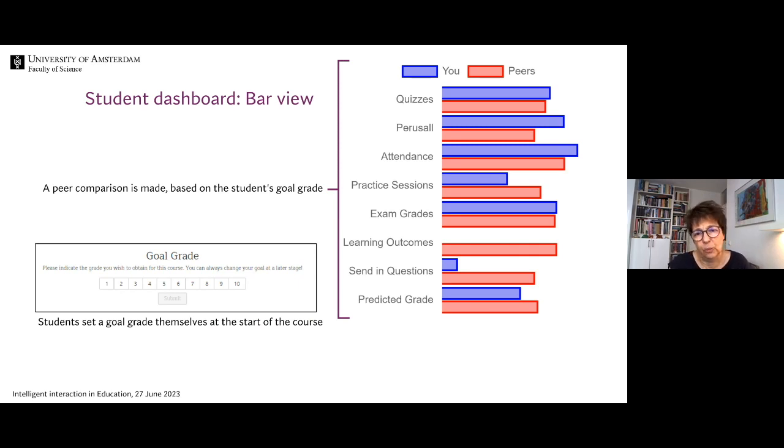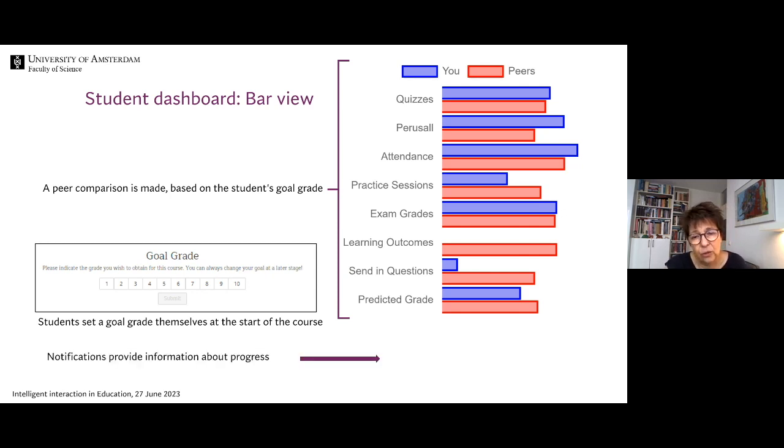So this is the first step that students need to do, and then they can see the comparison on different aspects of the course. So these are the activities of the course. This is the course of Ervin. He uses quizzes. He uses a software, Perusal. This is software where students can read together and give each other peer feedback. He can measure attendance, practice sessions, and also exam grades and learning outcomes. And even IguideME is capable of predicting grades.